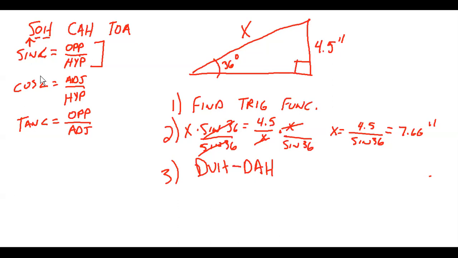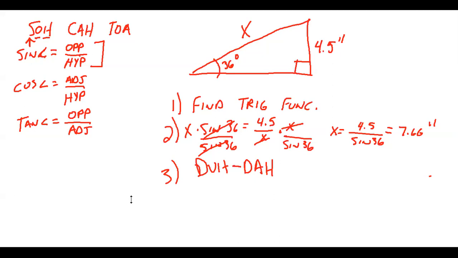Right, but this calculator, you put 36 and then hit the sine button. On these, if this is the one you're using, when you hit that sine button, it's going to take the sine of whatever is on that screen right then and there. So 4.5 divided by the sine of 36. Right now it's showing me what the sine of 36 is, and then I have to hit equals. There it is, 7.66.